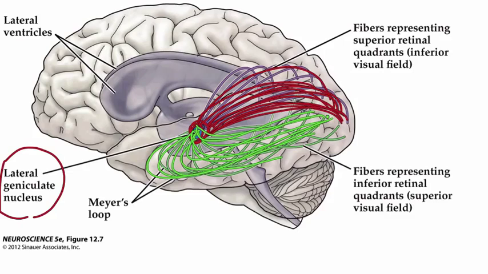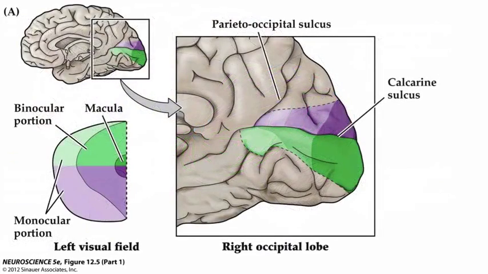Now, this more temporal sweep of the optic radiation has a special name. We call this Meyer's loop. So when you hear the term Meyer's loop, think about this temporal portion of the optic radiation. Now let's look at the organization of these inputs along the banks of the calcarine sulcus.